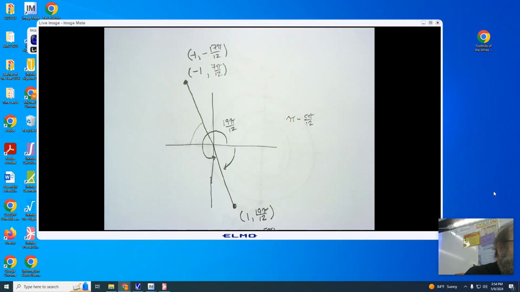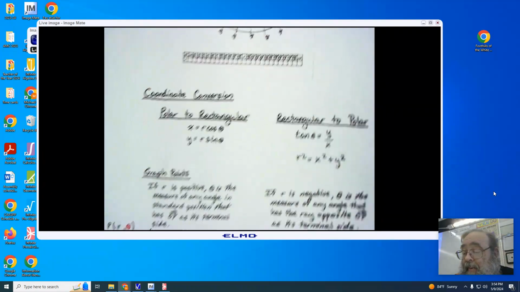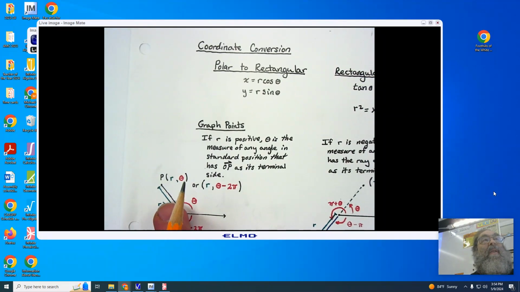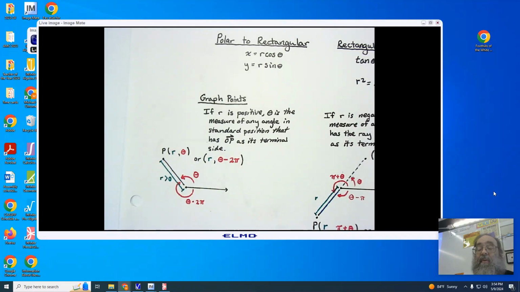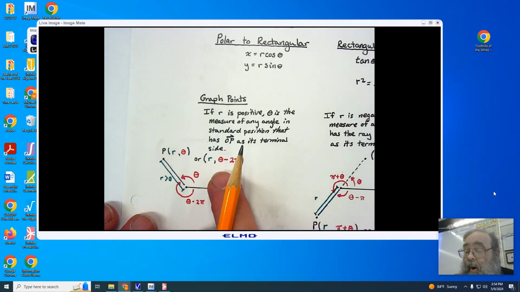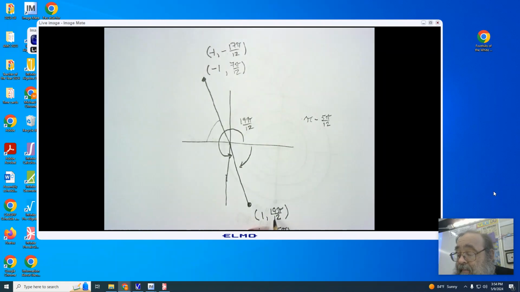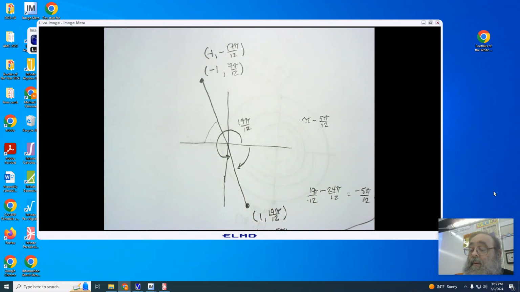Now keep in mind that I do have other options of how we could look at it. For example, if I have r theta and r is a positive value, then I'm going to find my second point as r comma theta minus pi over 2. Notice that's what we did here. If I have 19 pi over 12 and I have my positive, I'm saying take away 24 pi over 12 from the 19 pi over 12, and you'll notice I get the negative 5 pi over 12 that I used.